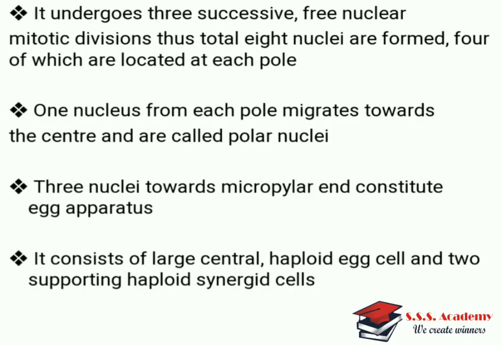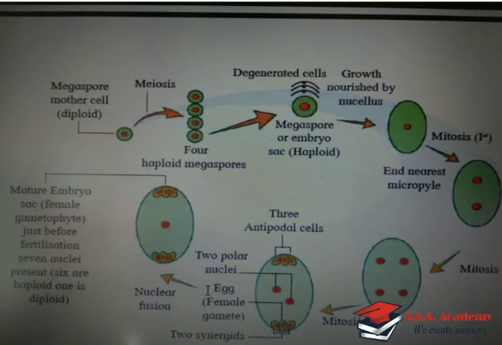Next, one nucleus from each pole migrates toward the center, and these are called polar nuclei. Upside there are 4, downside there are 4. Out of those 4, one nucleus moves towards the center. So one nucleus from each pole migrates toward the center, and these nuclei at the center are called polar nuclei. In the diagram the polar nuclei are shown by red dots.